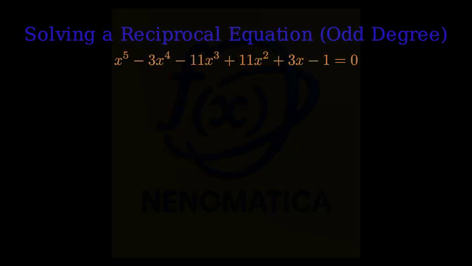In this lesson, we will solve a fifth-degree reciprocal equation using a clean step-by-step algorithm. Our goal is to factor strategically and reduce the problem to simple quadratics. Here is the equation. x to the fifth minus 3x to the fourth minus 11x cubed plus 11x squared plus 3x minus 1 equals 0.